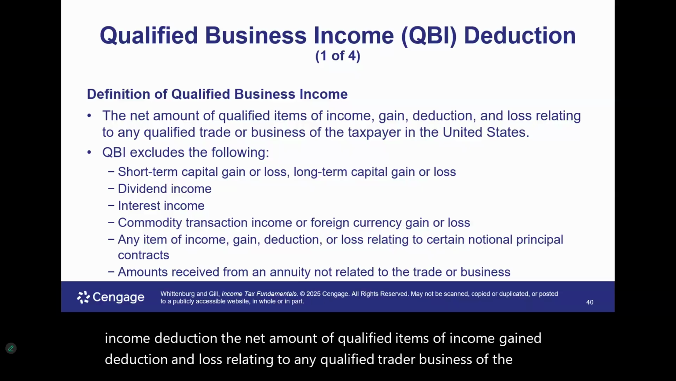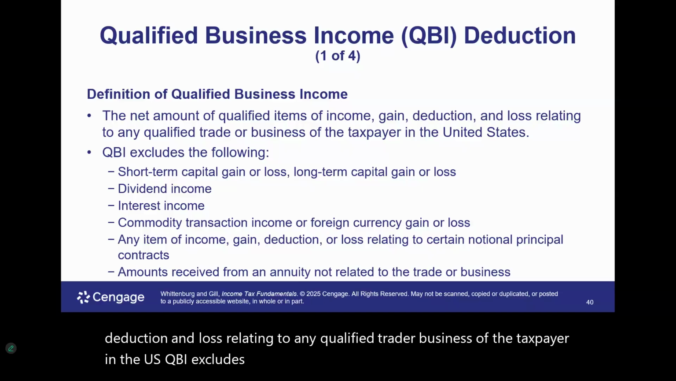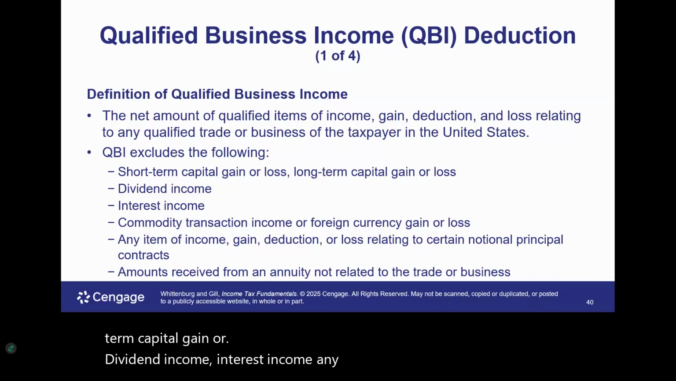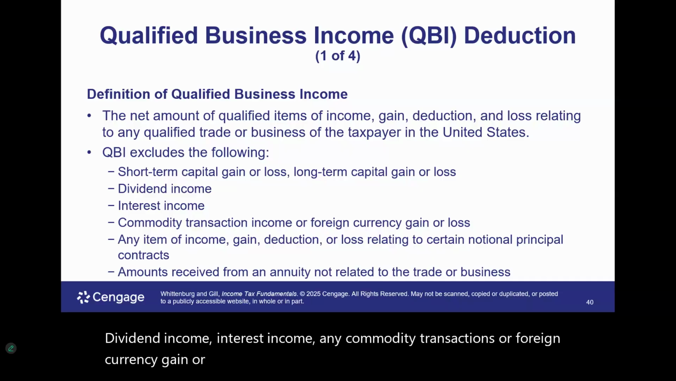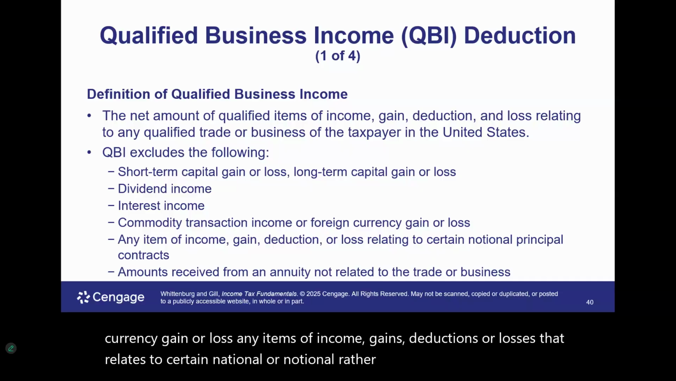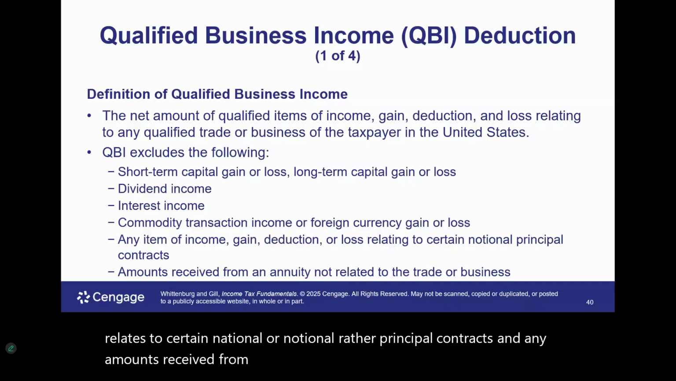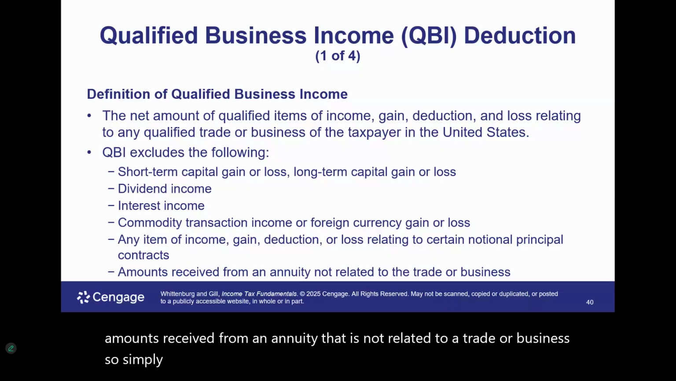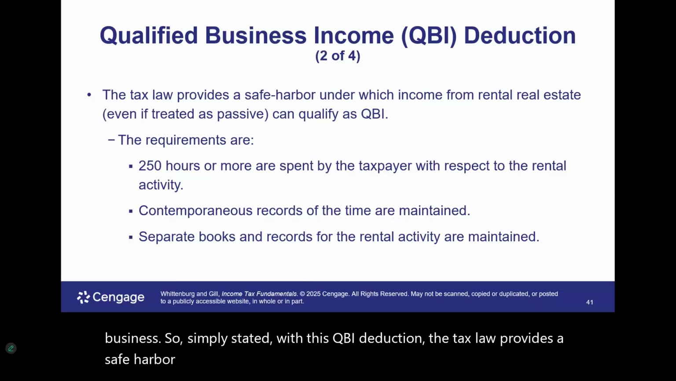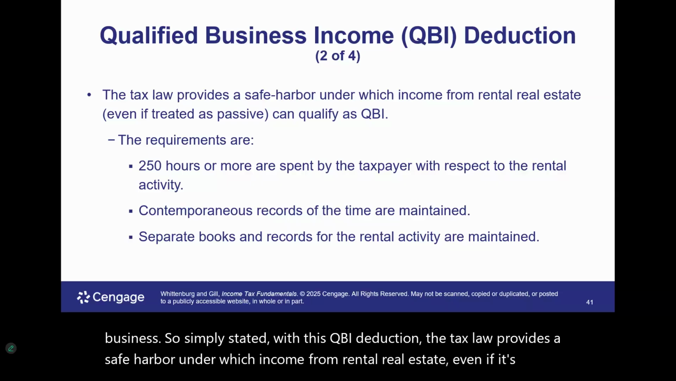QBI excludes the following: short-term capital gain or loss, long-term capital gain or loss, dividend income, interest income, any commodity transactions or foreign currency gain or loss, any items of income, gains, deductions, or losses that relate to certain notional principal contracts, and any amounts received from an annuity that is not related to a trade or business. So simply stated, with this QBI deduction, the tax law provides a safe harbor under which income from rental real estate, even if it's treated as passive, can still qualify for a QBI deduction.